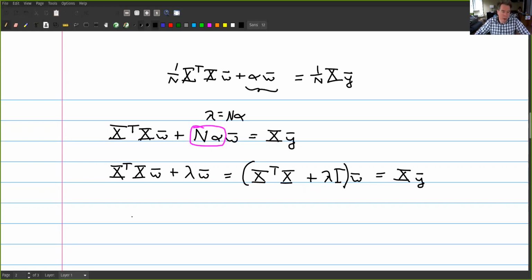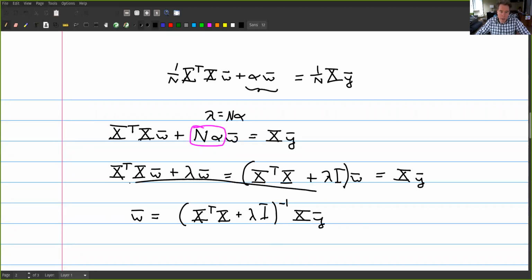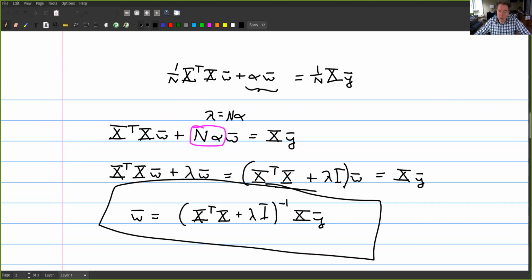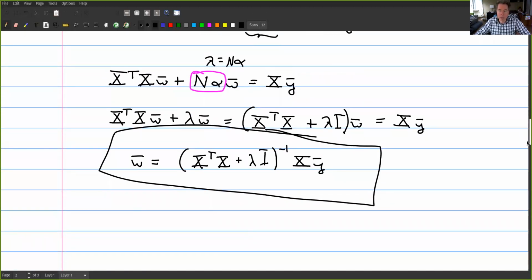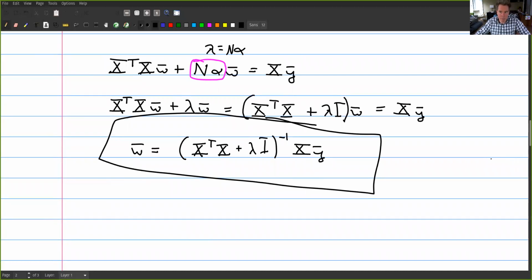Now we want to solve for W, so we just multiply both sides by the inverse of this, which is X transpose X plus lambda I inverse times XY. Right, and this is the formula for regularized linear regression. And that's all. So I'm going to stop the share and go back and stop the video.